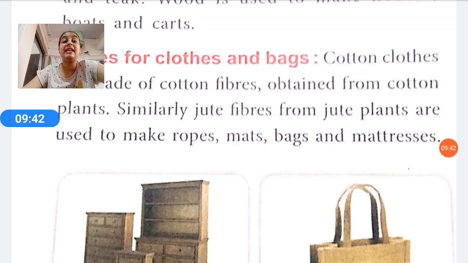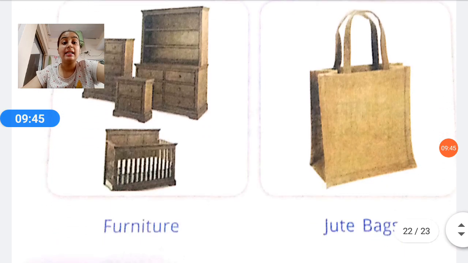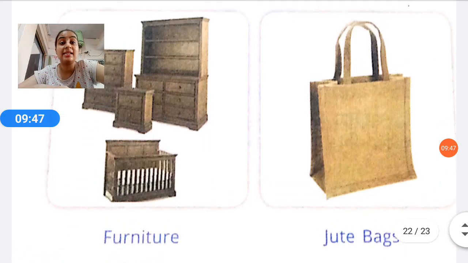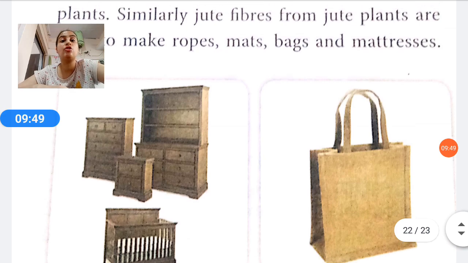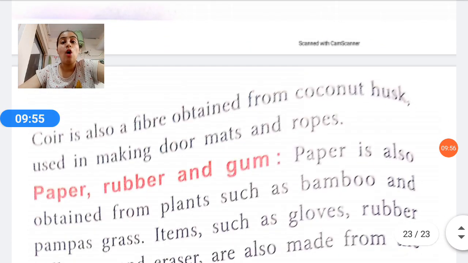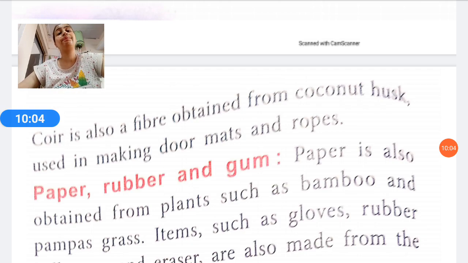Can you see the furniture and the jute bags? Yes, we all must be using jute bags also. So where we are getting this, we are getting it from the plants. Coir is a fiber obtained from coconut hulls that is used for making doormats or ropes. That is a kind of fiber.